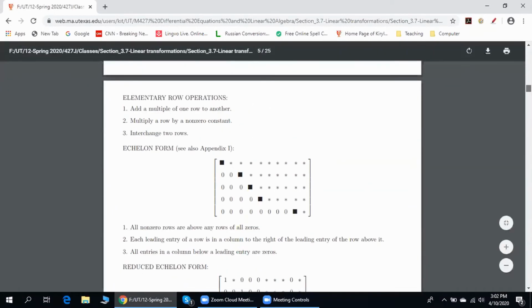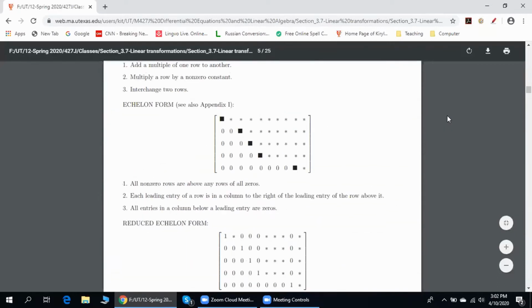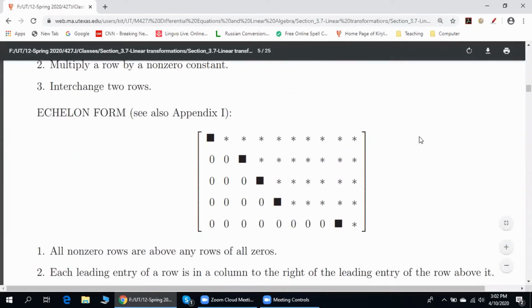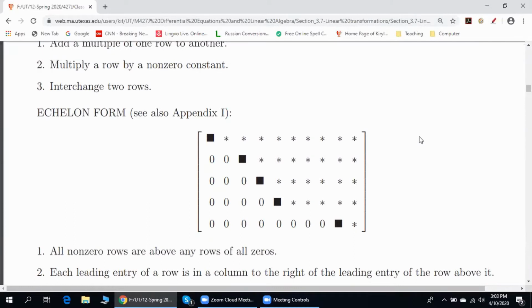In section 3.7, let me actually start with page 5. In section 3.7, we discuss a so-called echelon form. What is an echelon form? Please take a look at this picture. On this picture, we see three types of symbols: zeros, black squares, and asterisks. Zero means the number 0. By black square, we mean any non-zero number. And by asterisk, we mean just any number.